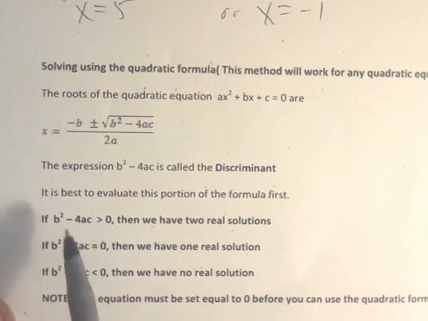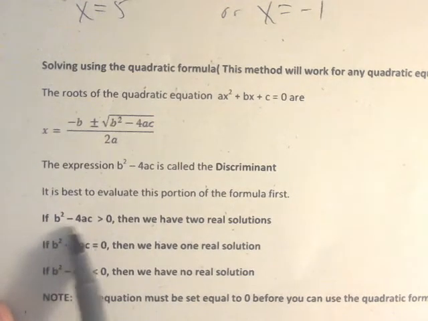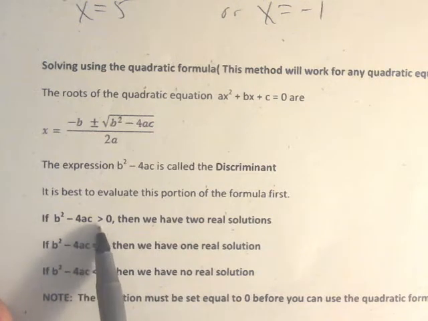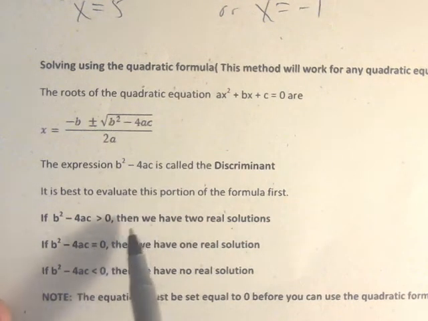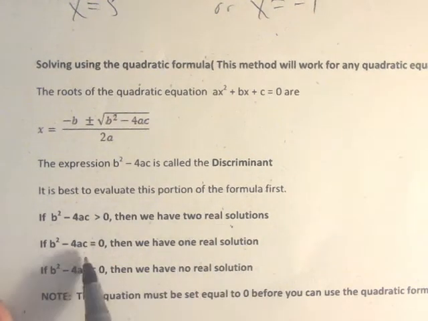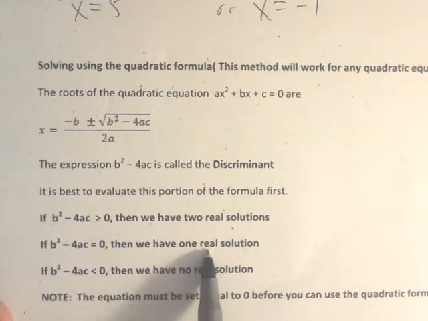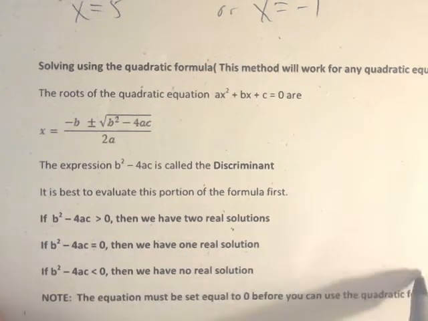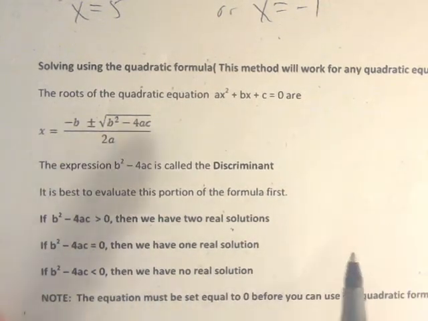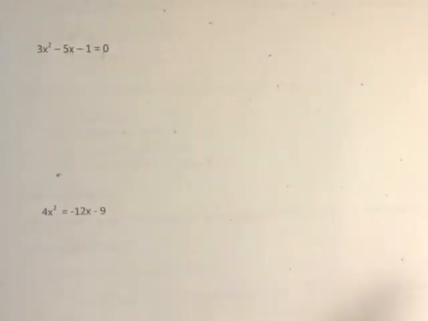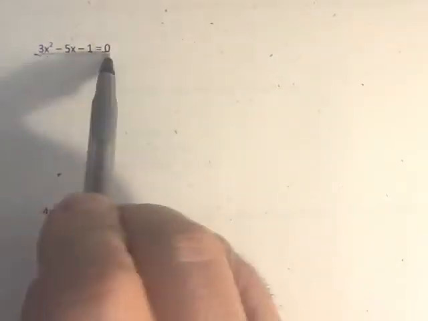What we know is if this value, whatever we get for the b squared minus 4ac, is positive, bigger than 0, then we have two solutions. If it equals 0, then we have one solution. If it's negative, we have no real solution. And we also have to set it equal to 0 as we did for our other quadratic factoring. So it also is true for the quadratic formula. You must set it equal to 0. So if I have this first example here, it's all in the proper format.